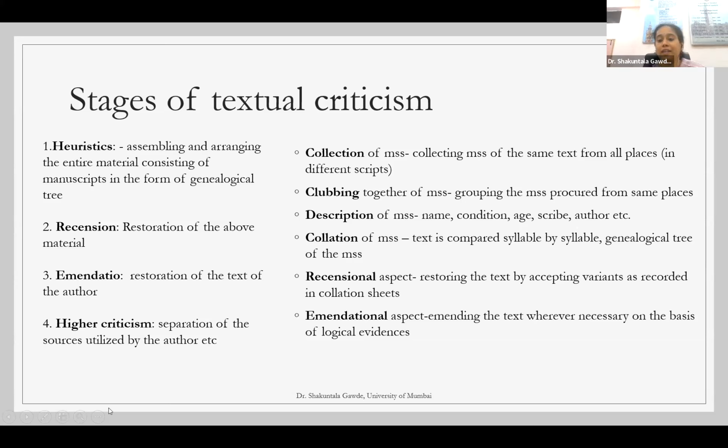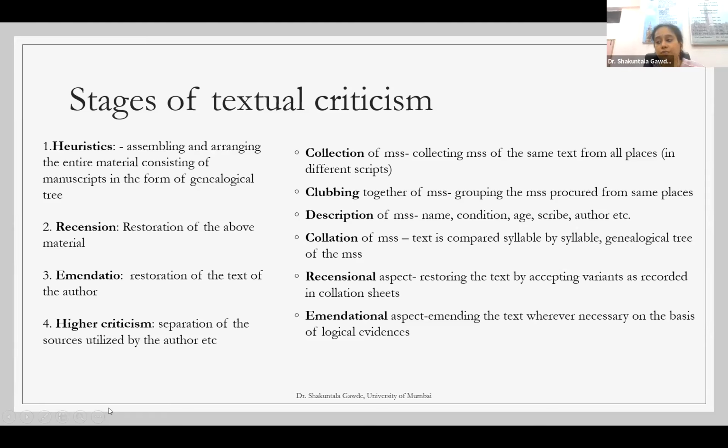And the various approaches, etc., the methodology which we have been learning actually forms the part of higher criticism. Okay. But before that, these are the stages to prepare that particular edition. So heuristics means what? We have to create a genealogy. It is a genealogical tree.